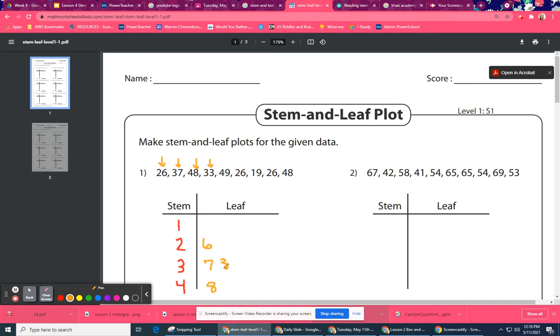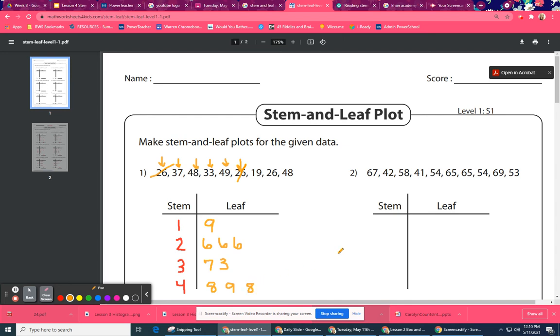33, so in the 30s we'll put a 3. 49, we'll put a 9 here. 26, we'll put another 6 here. So yeah, 26 repeated itself right here and right here. 19, another 26, and another 48. And that's a stem and leaf plot.